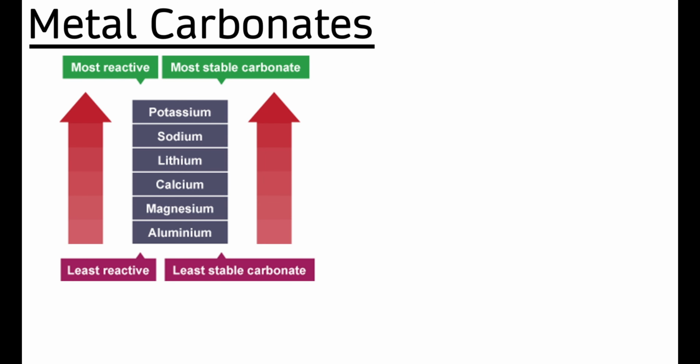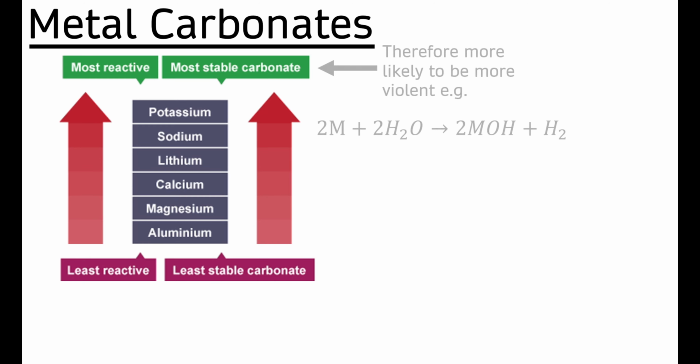So what can we say about these metal carbonates? Well, let's have a look at the reactivity series for the first two metal ions. Here, aluminum is the least reactive, and potassium is the most. The more reactive these metals are, the more stable the carbonate is, and therefore is more likely to have a more violent or more exothermic reaction.